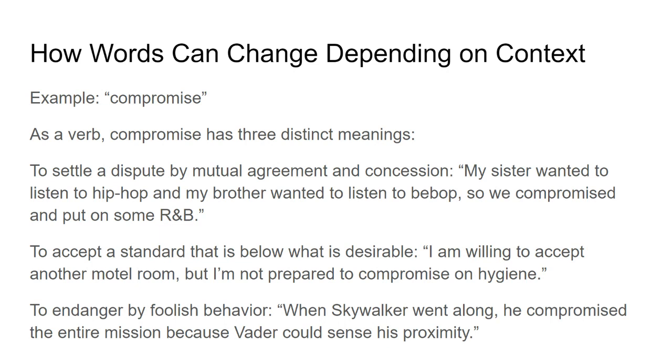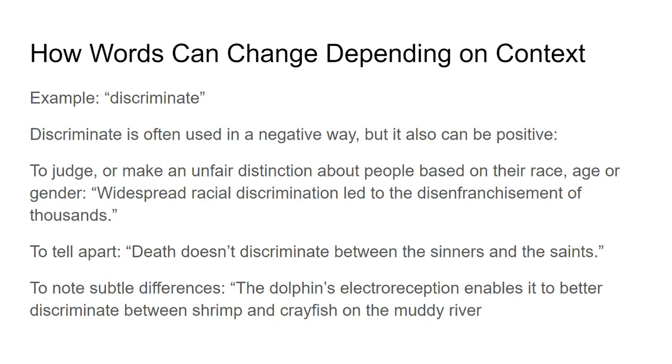That would mean to endanger by foolish behavior. As you can see, compromise is another example of a word that can have multiple definitions depending on where it lies within context of other words and other passages. Another example is discriminate. Discriminate is often used in a negative way, but it can also be positive.